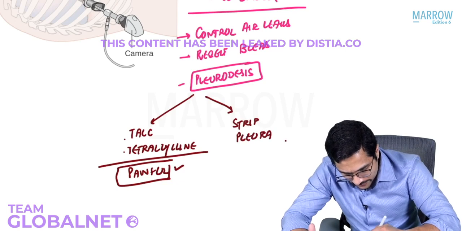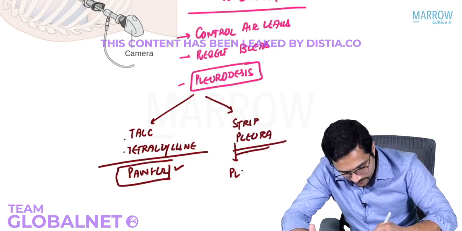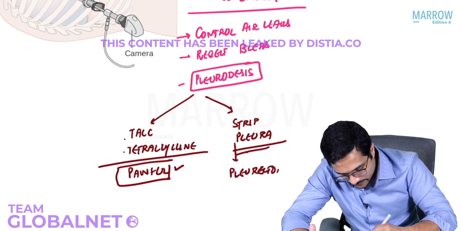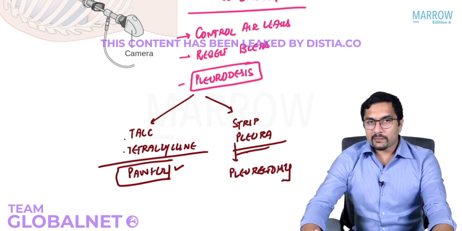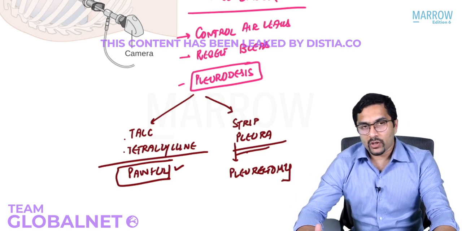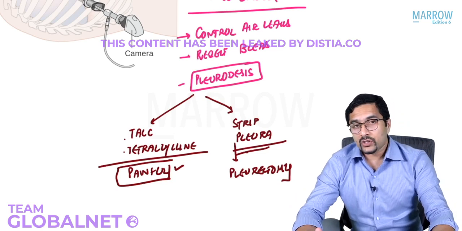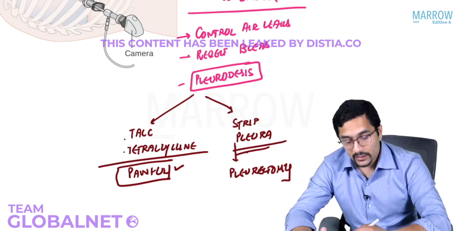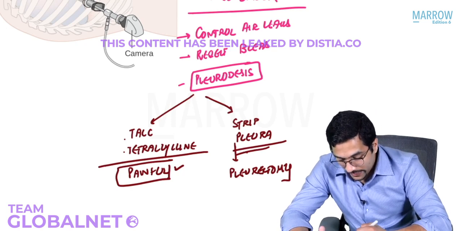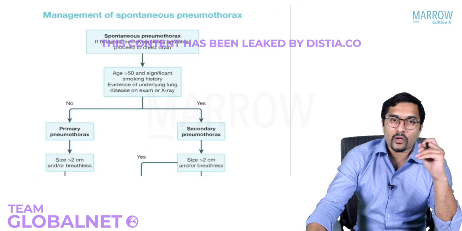And that also helps in these patients. That's called pleurectomy. That can also help in these patients. So this was the management of primary spontaneous pneumothorax. I've already covered tension pneumothorax and traumatic pneumothorax in the thoracic trauma module. I just want to summarize primary spontaneous pneumothorax.